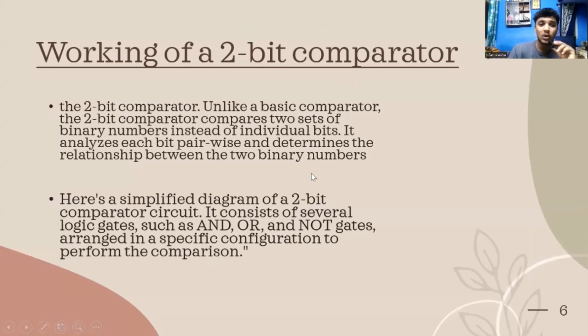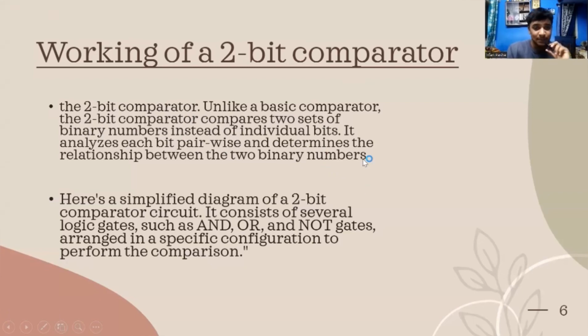Moving on to the next. Now we have come to the actual topic of today, that is, what is a two-bit comparator. What we've understood till now is all about comparators and binary numbers, so that we can understand how a two-bit comparator works. So let us read what it has to say. Unlike the basic comparators, the two-bit comparator compares two sets of binary numbers. Underline this whole thing: the two-bit comparator compares two sets of binary numbers instead of an individual bit.